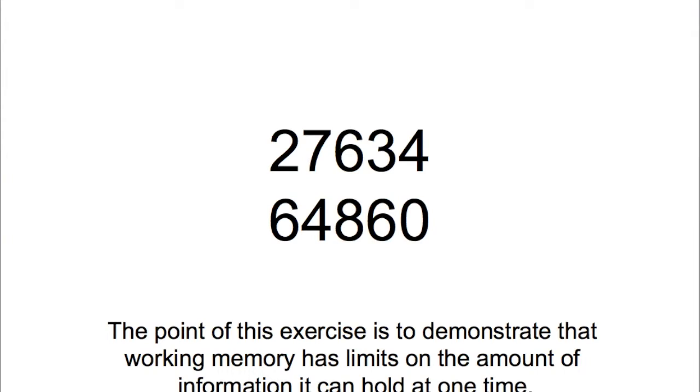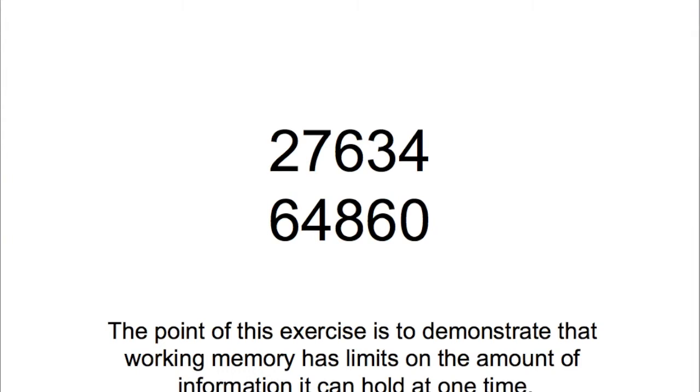Now, the point of this part of the exercise is to demonstrate that there are limits to how much information you can manage at one time in working memory. So trying to memorize 2 lines of 5-digit numbers is much harder than trying to memorize 1 line, even if you're given time to rehearse it. And if I would add a third line of 5-digit numbers, the task probably would overwhelm you.